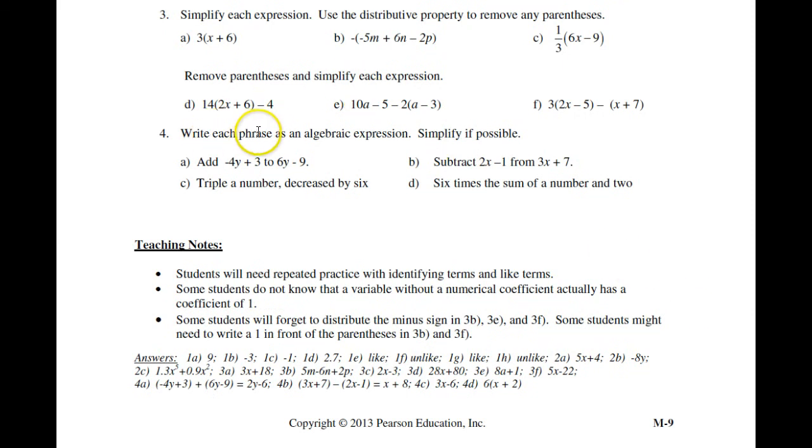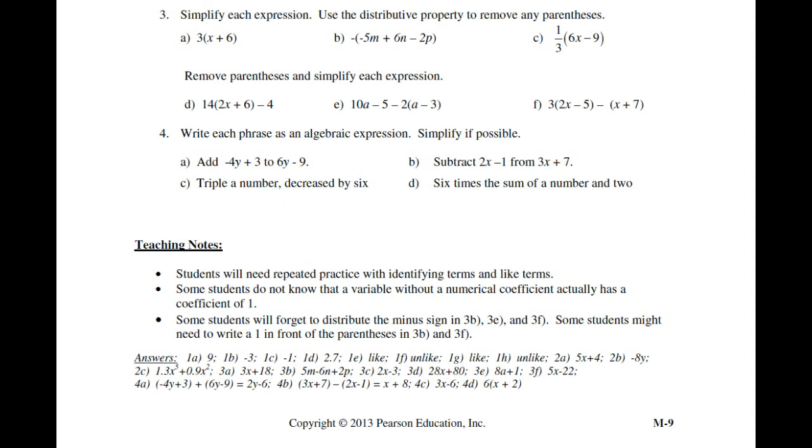Write each phrase as an algebraic expression. Simplify if possible. This is very important. I've seen some people in math lab, when they took their test, do this first part correctly, but then they didn't simplify. Again, you have to answer the question that's asked. Here they want us to put it into a phrase and then simplify.